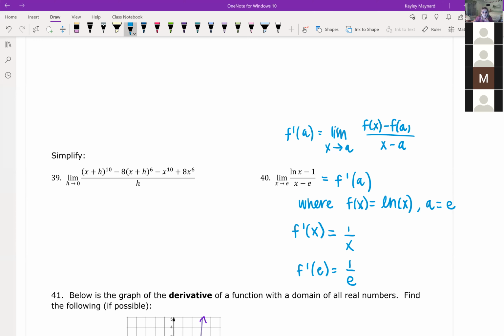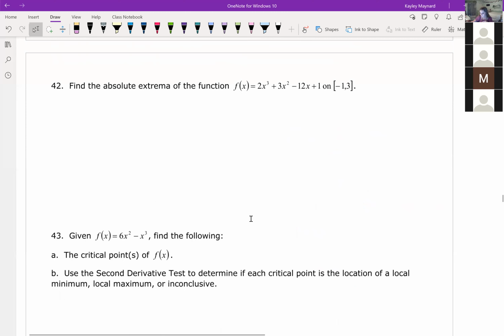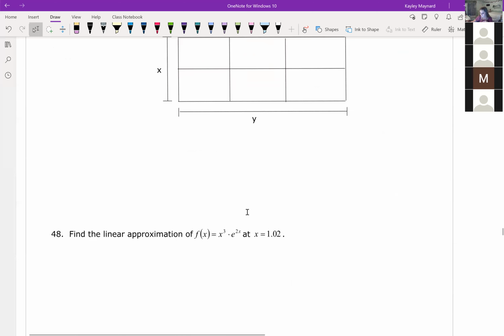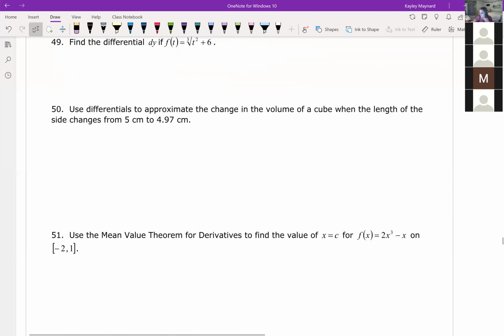Okay, question 50. Okay, good old differentials. So use differentials to approximate the change in the volume of the cube when the length of the side changes from 5 to 4.97.